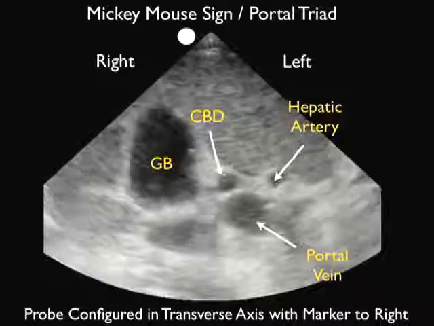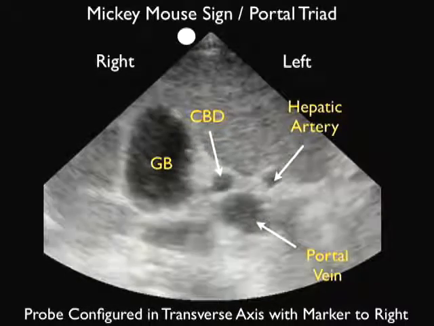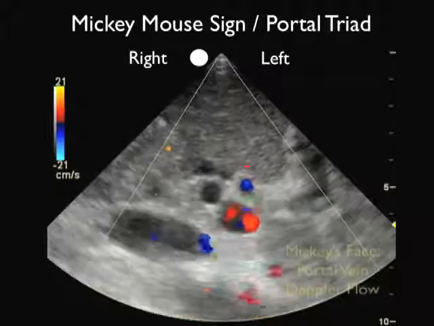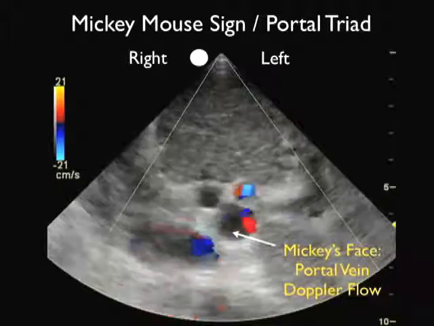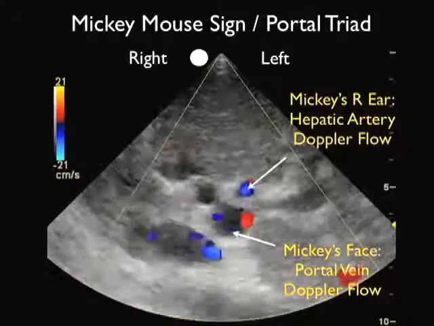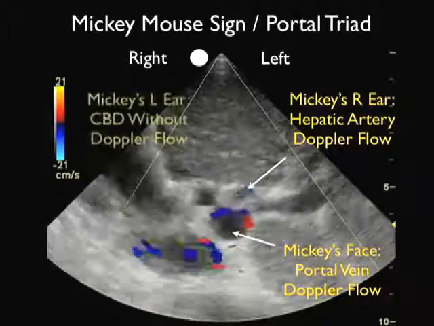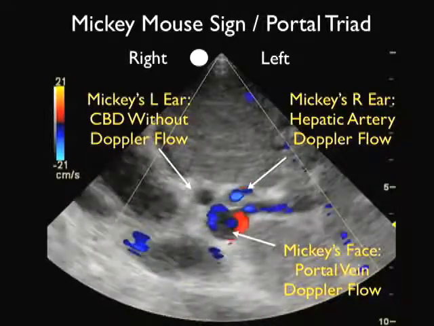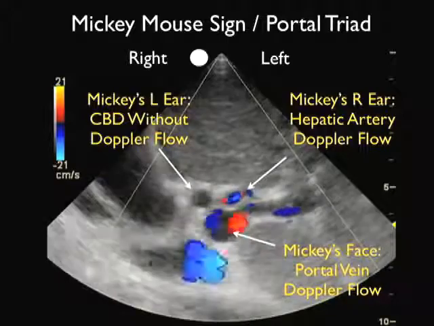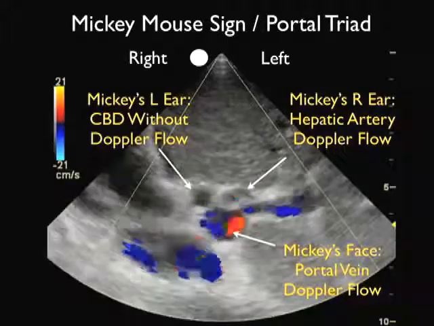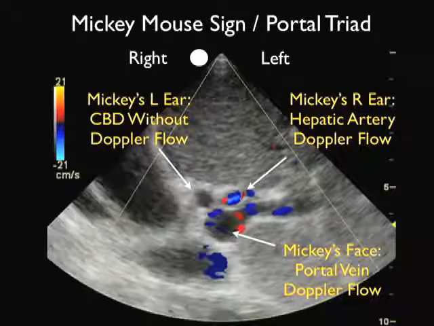Remember here, the probe is configured in a transverse axis with a marker dot towards the patient's right side. If we put Doppler flow through Mickey, we see Mickey's face, the portal vein, does have Doppler flow. We see Mickey's right ear, the hepatic artery, also having Doppler flow, but we note the absence of flow within Mickey's left ear, the common bile duct, as the common bile duct only has sluggish flow that is not well seen with bedside Doppler. But that is the ultrasonic appearance of the Mickey Mouse sign with Doppler sonography.